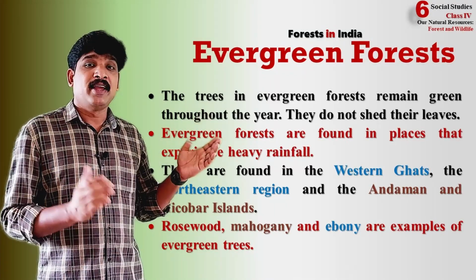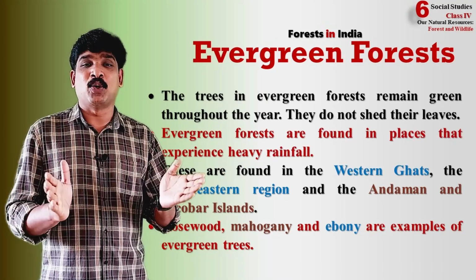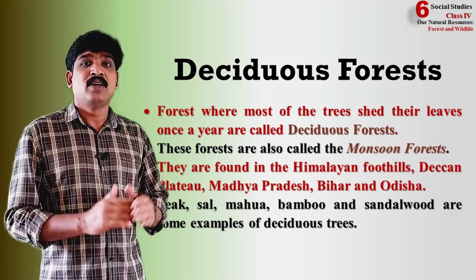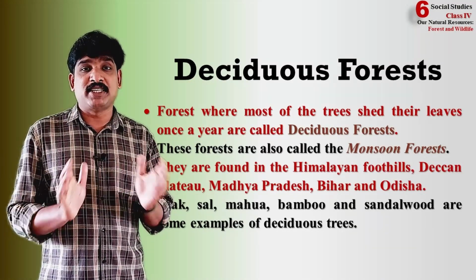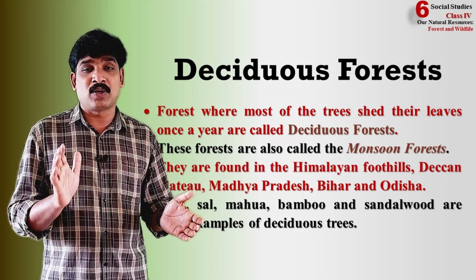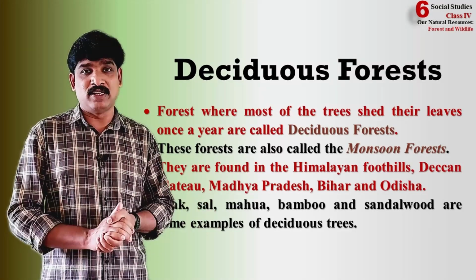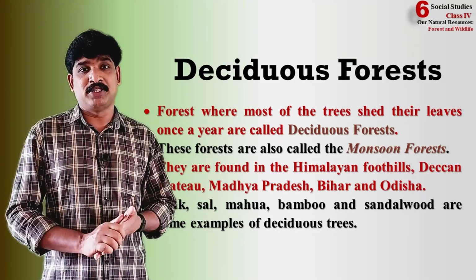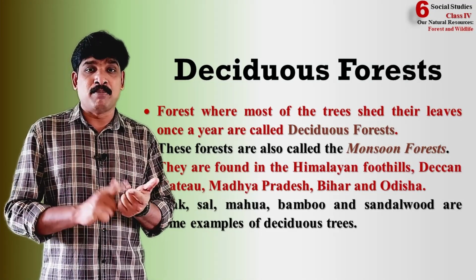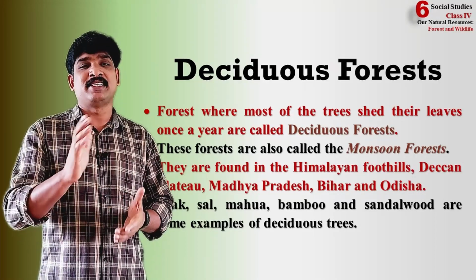Rosewood, mahogany and ebony are examples of evergreen trees. They do not shed their leaves. The second one is deciduous forests. Forests where most of the trees shed their leaves once a year are called deciduous forests. These forests are also called the monsoon forests. They are found in the Himalayan foothills, Deccan Plateau, Madhya Pradesh, Bihar and Odisha. Teak, sal, mahua, bamboo and sandalwood are some of the examples of deciduous trees.